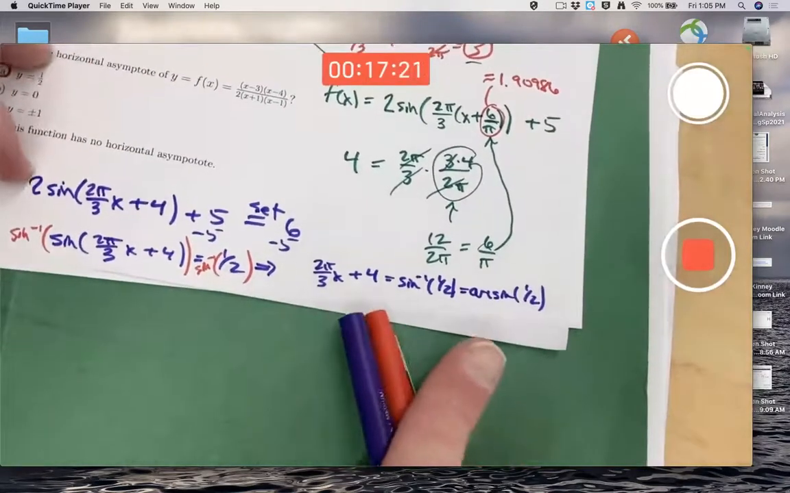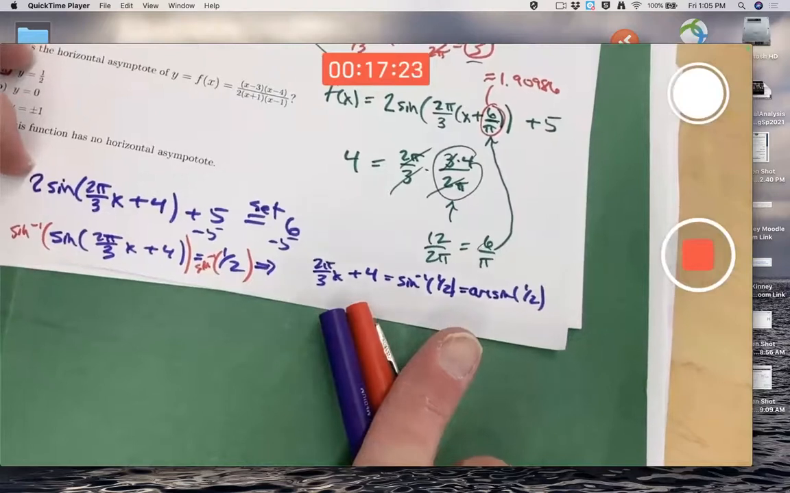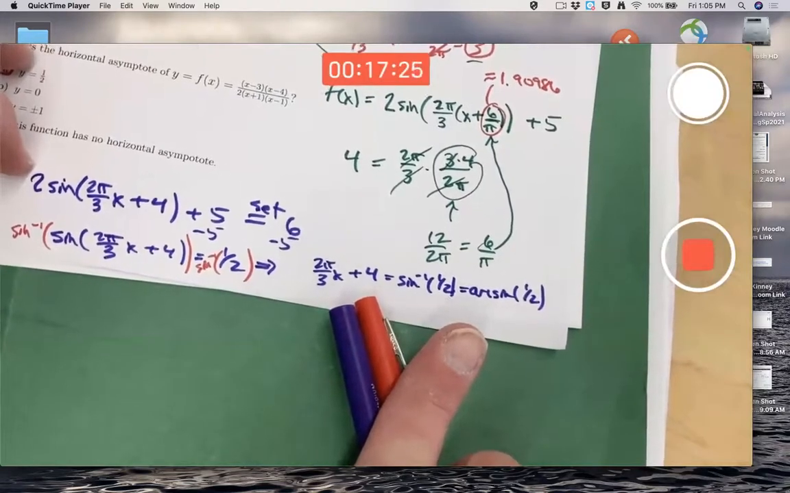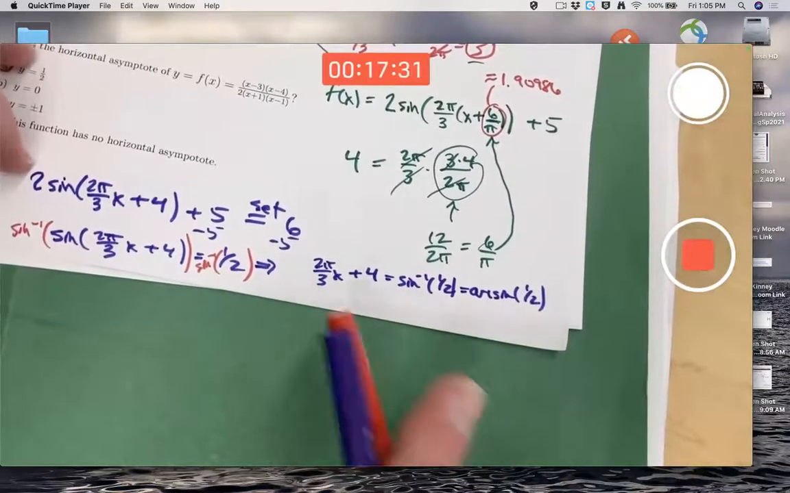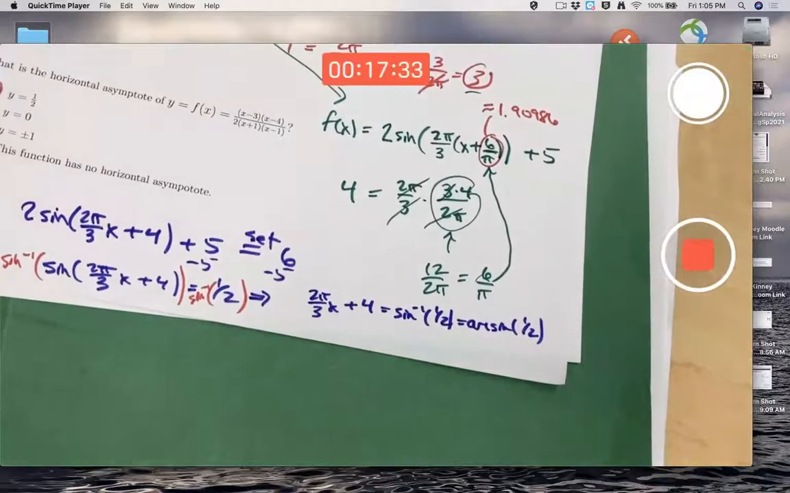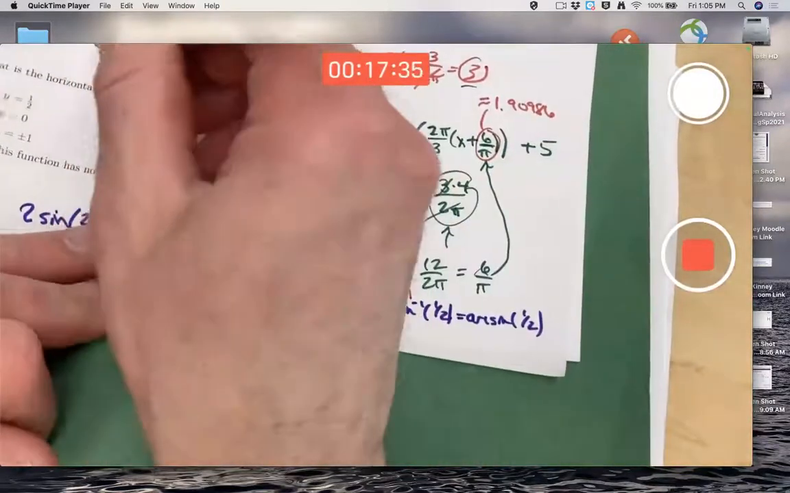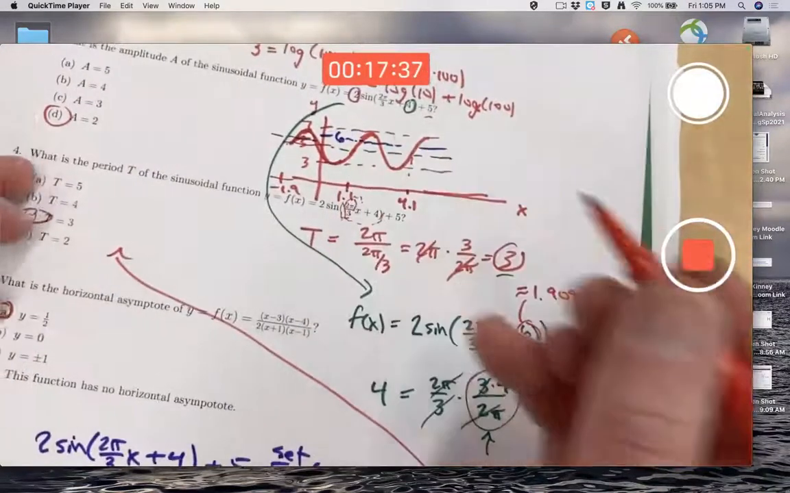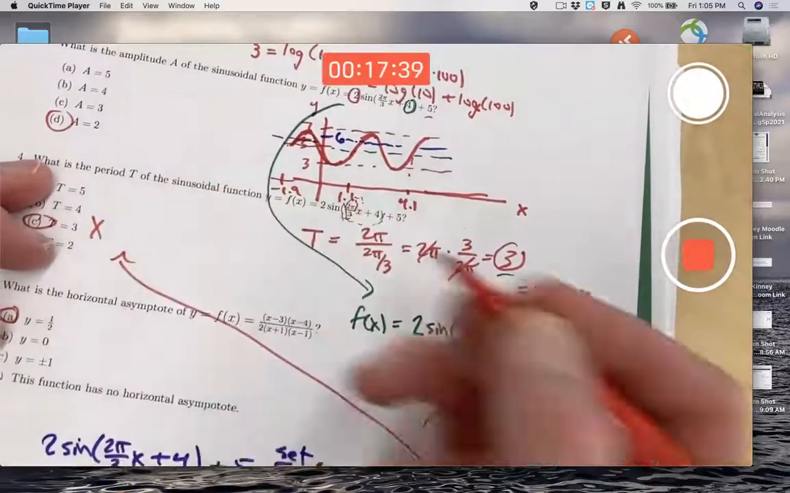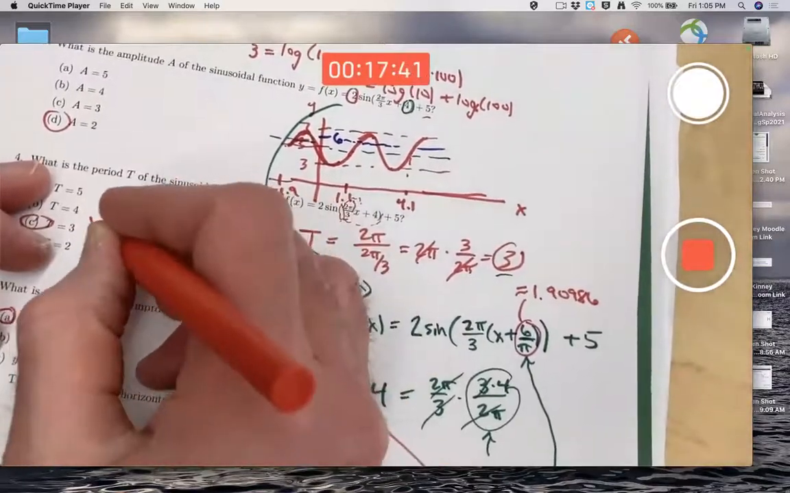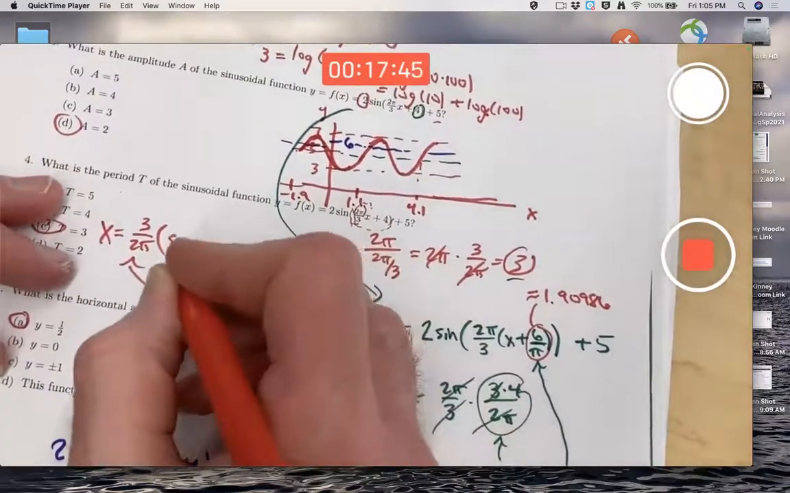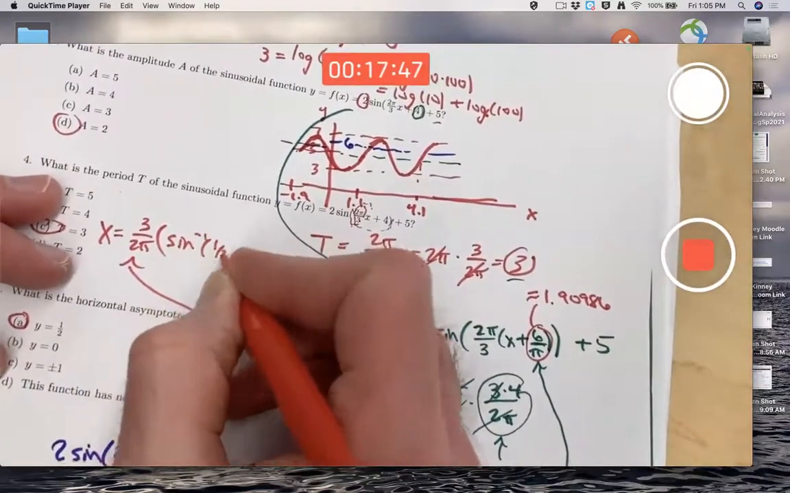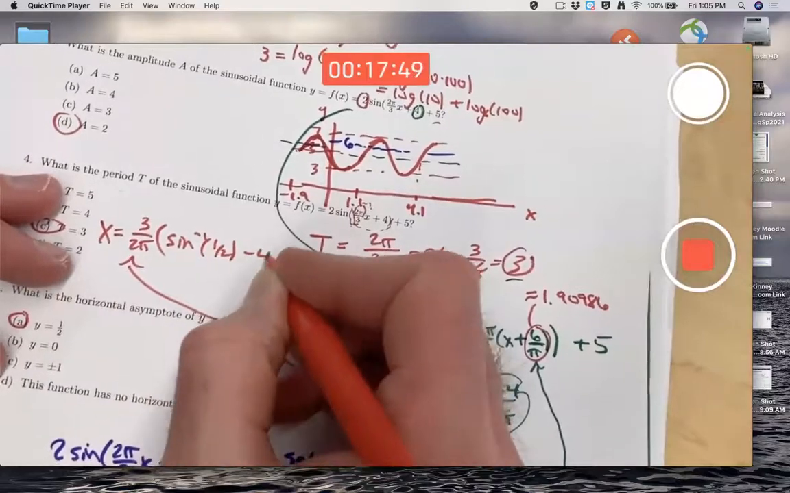Not quite done. We need to solve for x now. Subtract 4, and then divide both sides by 2 pi over 3, which means multiply both sides by 3 over 2 pi. And then in the end, what that gives you is one possible answer. x will be 3 over 2 pi times, in parentheses, inverse sine of 1/2 minus 4.